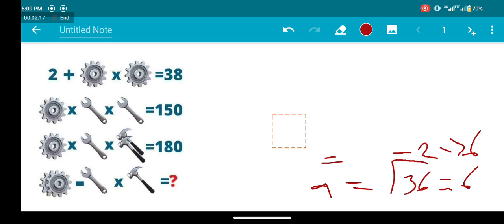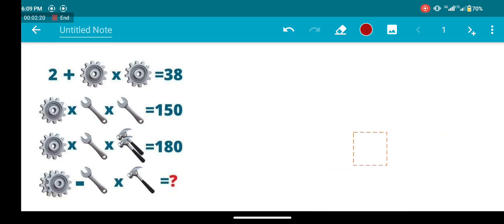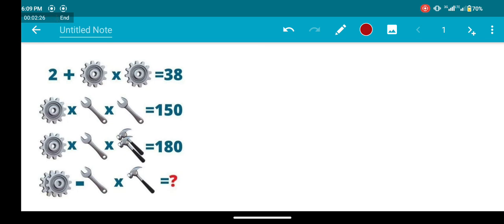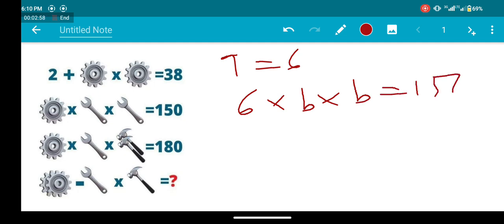Okay, so let's look at the second equation. In the second equation, we see that we have another gear wheel, which is A, equal to 6. So in the second equation, we have 6 times the spanner. Now I'll be representing the spanner with the letter B. 6 times B times B is equal to 150, right?